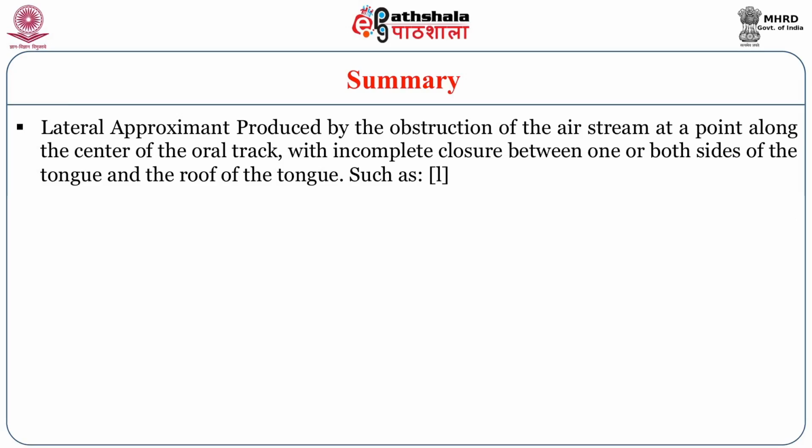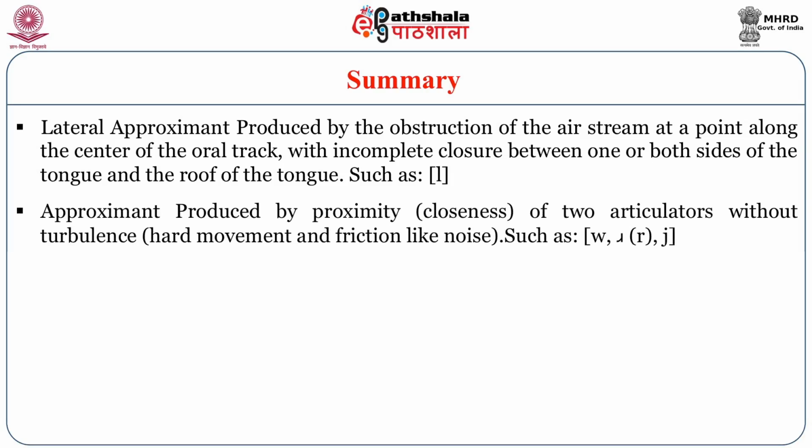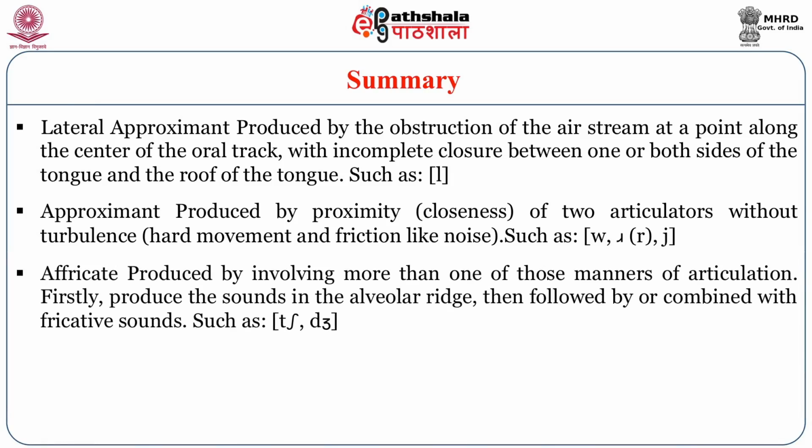Lateral approximant is produced by the obstruction of the air stream at a point along the center of the oral tract with incomplete closure between one or both sides of the tongue and the roof of the mouth. Then we have approximant, produced by proximity, that is closeness of two articulators without turbulence, that is hard movement and friction-like noise, such as W. Affricate is produced by involving more than one of those manners of articulation. Firstly, produce the sounds at the alveolar ridge, then followed by or combined with fricative sounds such as T, Z. So you can understand that these are part of the clusters.